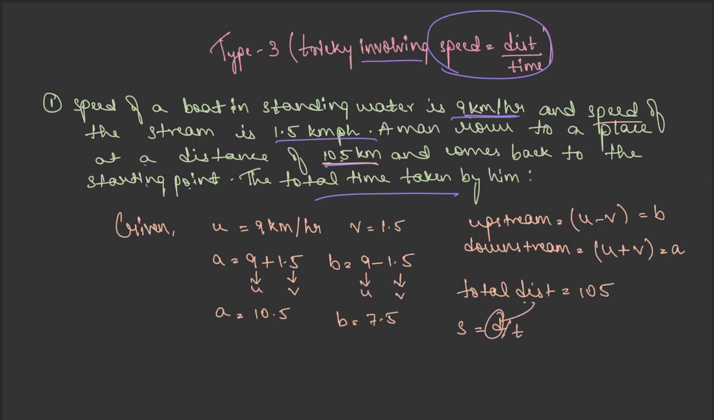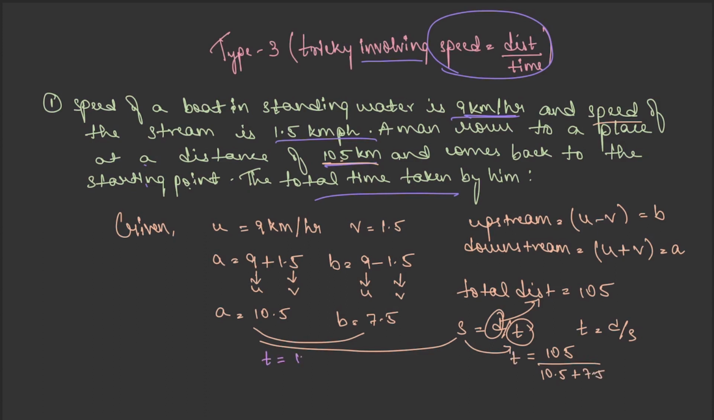We know the total distance. Speed can be found by adding these two and time is to be found. Now, so to find t, s comes here, so d by s. The total distance is 105 divided by speeds are these two. Now adding these two is 10.5 plus 7.5, which is equal to the total time. So t will be 105 divided by 10.5 plus 105 divided by 7.5, which is equal to 10 plus 40. That is 50 hours. And this is the answer.